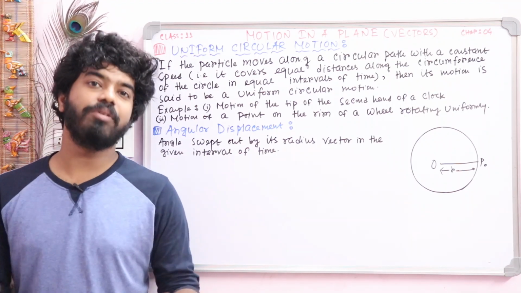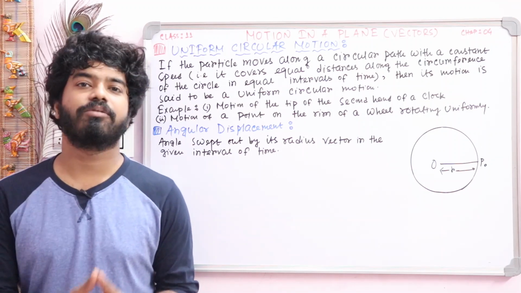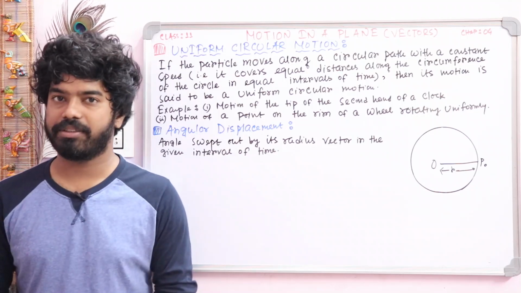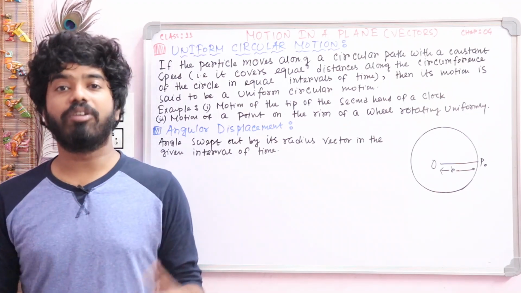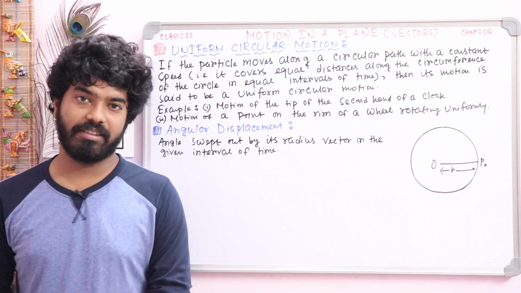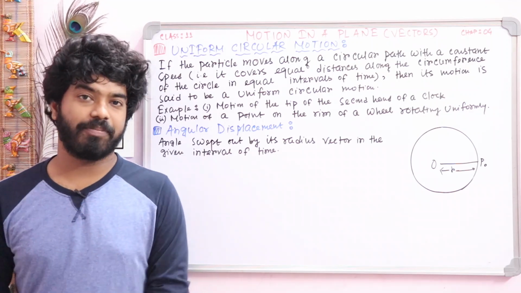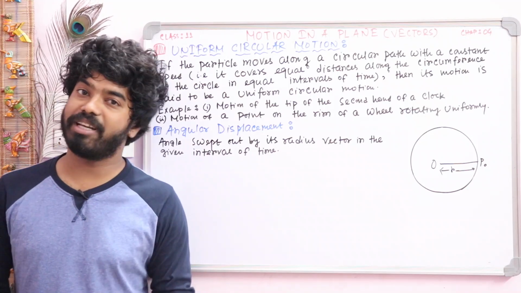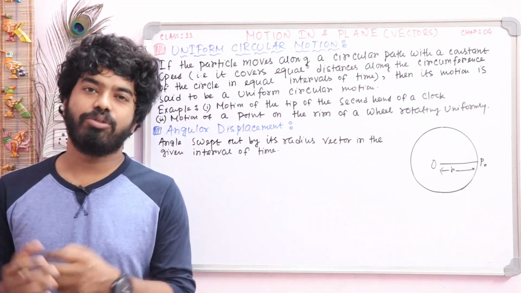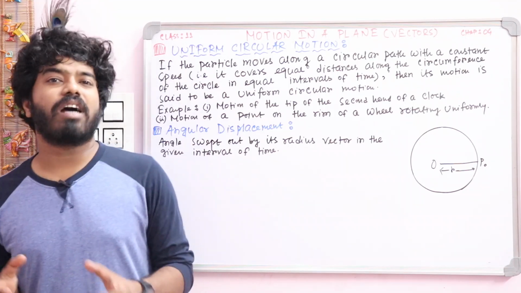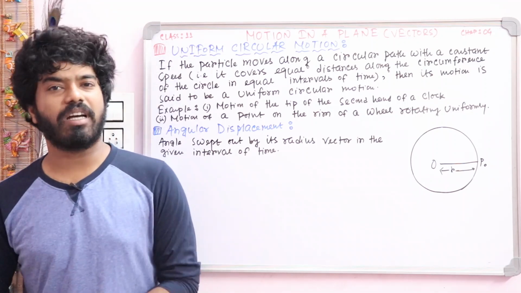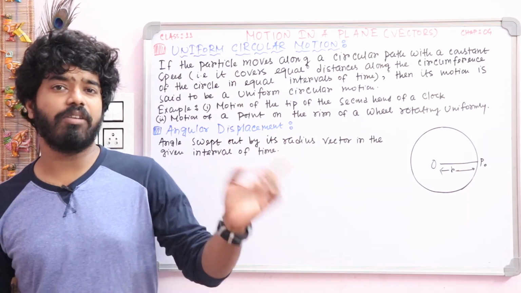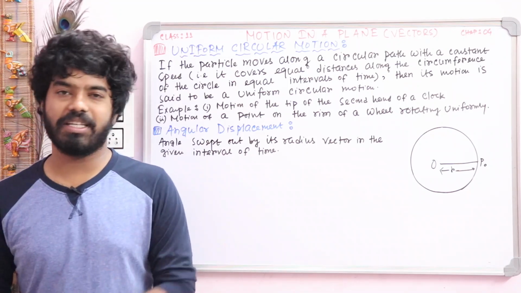So students, today we will discuss another important part from your vector chapter, which is named uniform circular motion. All of you know we already completed motion in a straight line, that is your third chapter. We completed the last lecture, which is projectile motion. Today we will discuss the basic part of circular motion, and another part of circular motion is in your next chapter.